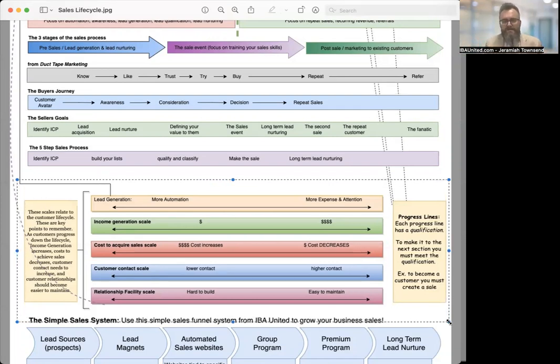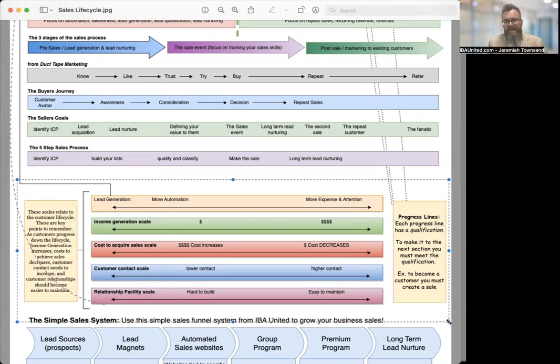When you look at the cost to acquire the sales scale, on the left, cost is really expensive. On the right, believe it or not, repeat customers' cost decreases. Yes, cost actually decreases. It's really funny that way, but it's true.